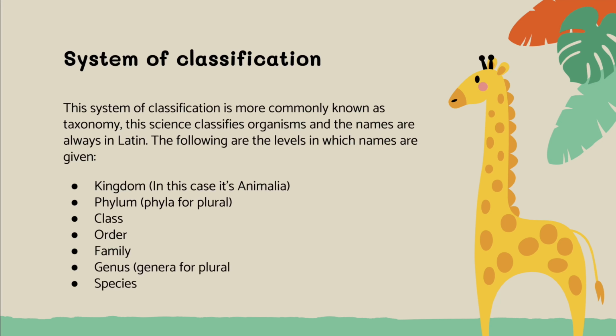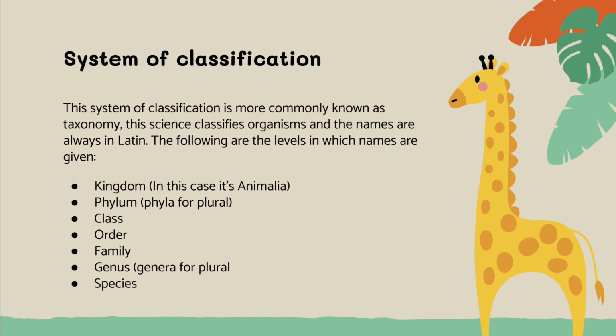Hi, my name is Sofía Victoria, and we're going to be talking about the system of classification. The system of classification is more commonly known as taxonomy, which is the science that names and classifies all of the animals around the world. These organisms will always have a scientific name in Latin. Of course, there are a lot of levels for these classifications, but we're going to go with the 7 most common ones. The first one is the kingdom, in this case, Animalia. This includes all of the animals around the world. The second one is the phylum, which takes into consideration the general anatomy of an animal.